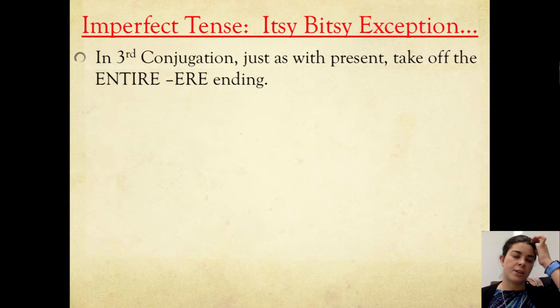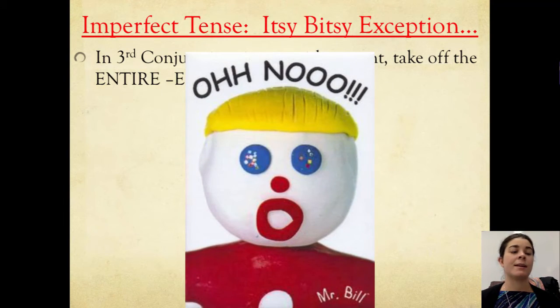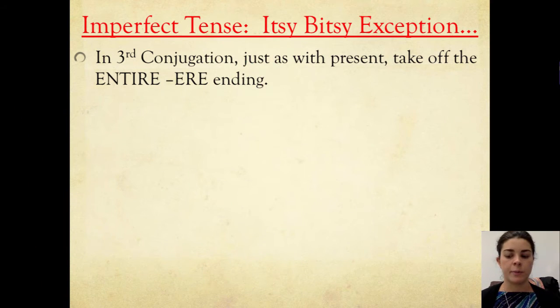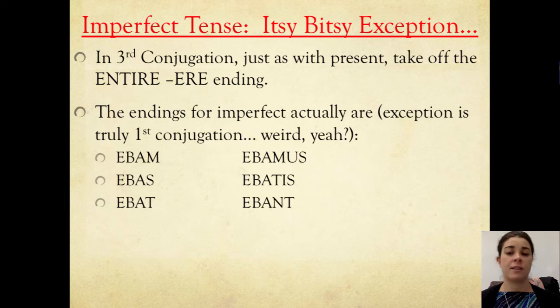So in third conjugation, just like the present, we take off the entire ere ending, and then we're going to add the imperfect endings. Now, of course, you're probably thinking, that's not going to sound very smooth because you're not going to have a vowel in between. Well, technically, my friends, there's always been a vowel between those endings, and that vowel has always been E. The exception is in the first conjugation, where it has an A instead. Mind-blowing, I know, but there are many ways you can think about it.